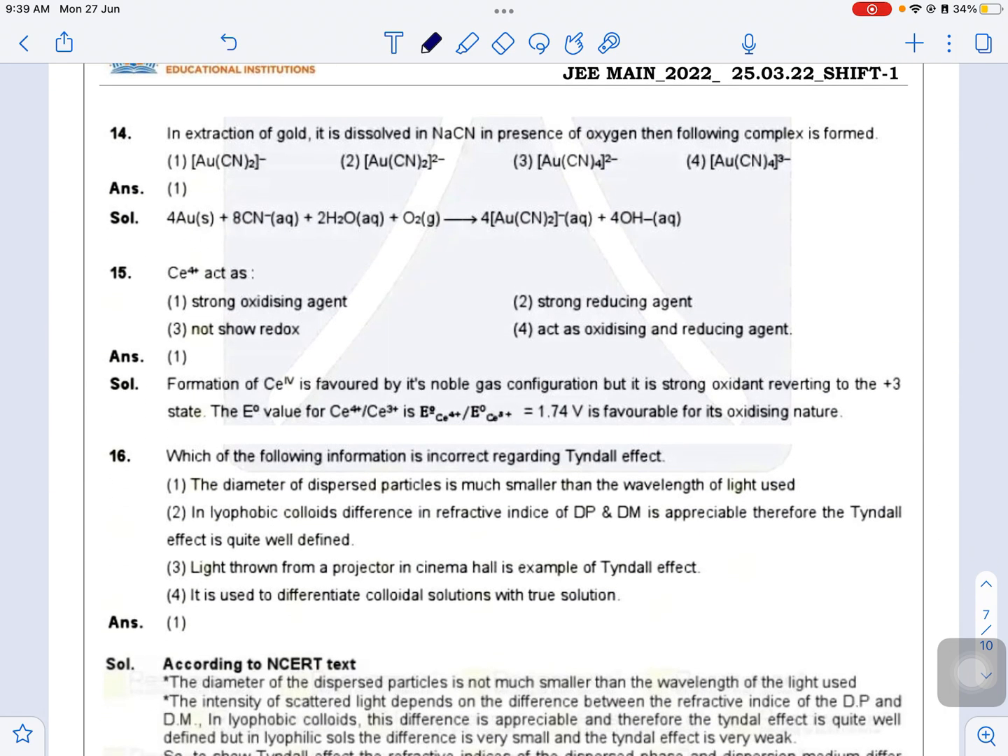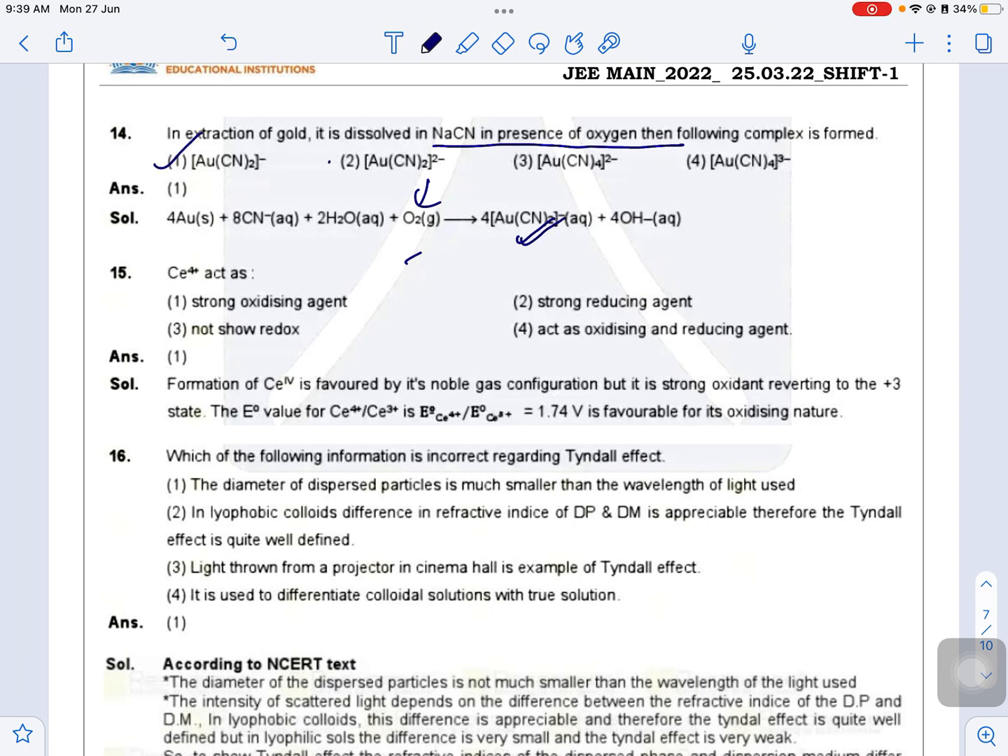Next, in the extraction of gold, gold is dissolved in NaCN in the presence of oxygen. What is the complex formed? We all know that it is a very well-known process, the cyanide process, in which gold dissolves in cyanide in the presence of O2 to form a linear complex. Coordination number is 2. That is, Au(CN)2 minus is formed.